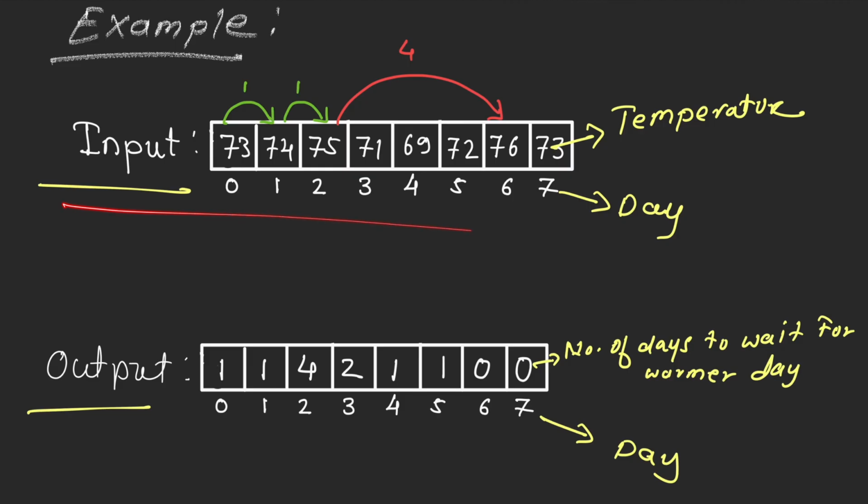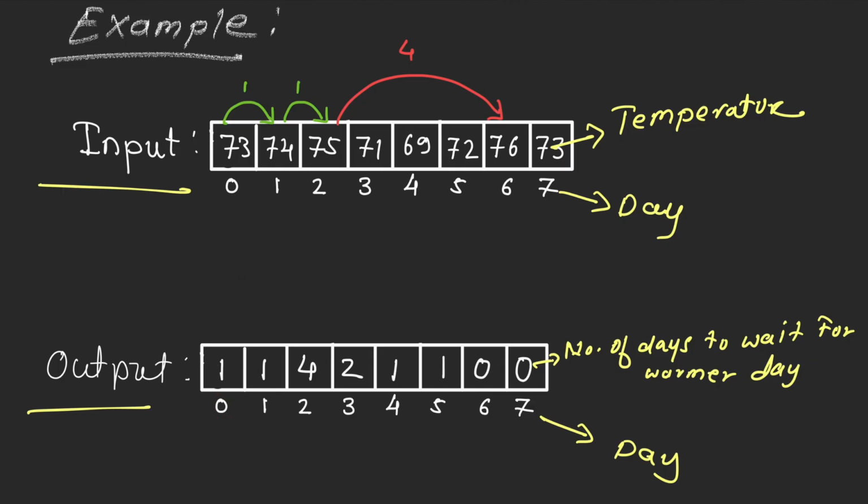This is an input array where indices represent day and values represent temperature. This is an output array where indices represent day and values represent number of days to wait for a warmer day. For day 0, temperature is 73. So the next warmer day for day 0 is day 1 because the temperature on day 1 is 74, which is greater than 73. So the answer for day 0 is 1.